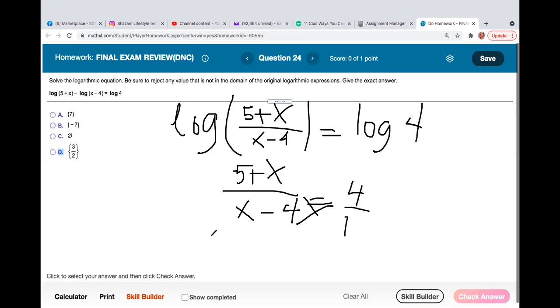Okay, so you get 5 plus x is equal to 4 times x minus 4, which would give you 4x minus 16. And then subtract, okay, my hand's getting tired here, guys, because I'm using my fingers to write on the screen.